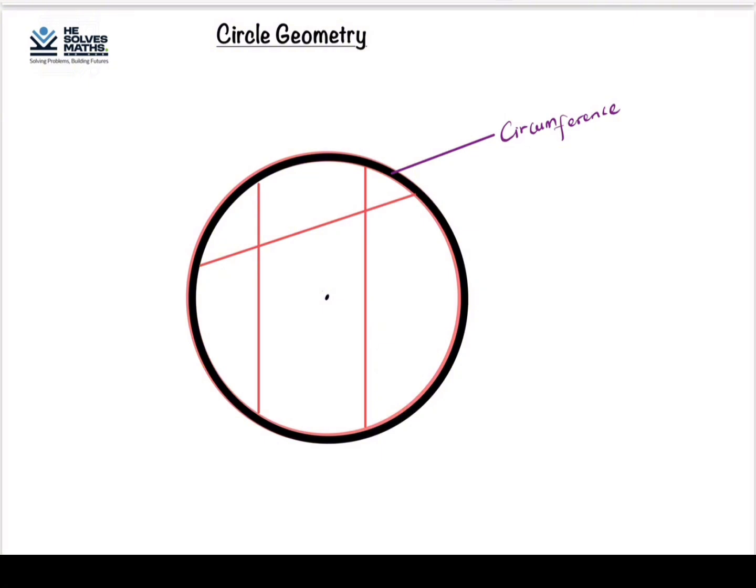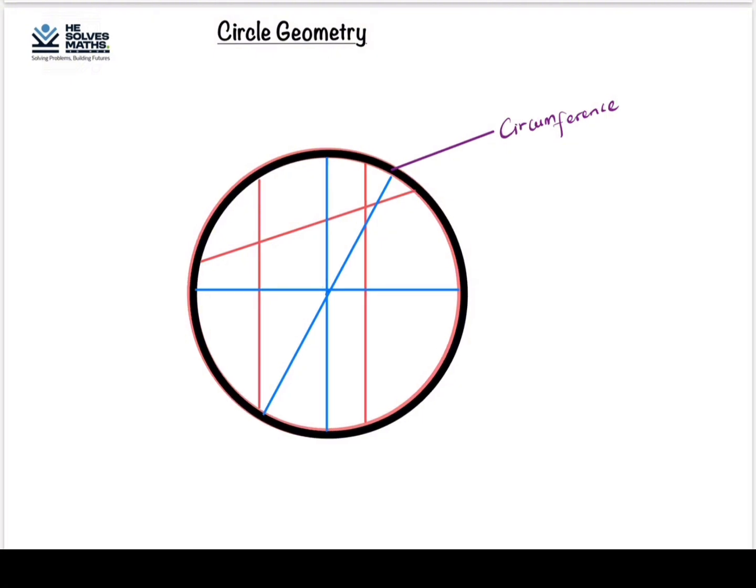Now, a diameter is also a chord. It is a special chord that passes through the center of the circle. I'll be using a blue line to represent the diameter. It is a special chord that passes through the center of the circle. So it can be like this, or slanted, or even horizontal. Do you understand? So the diameter is also a chord. Very, very simple.